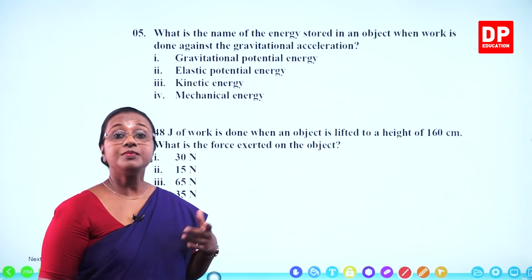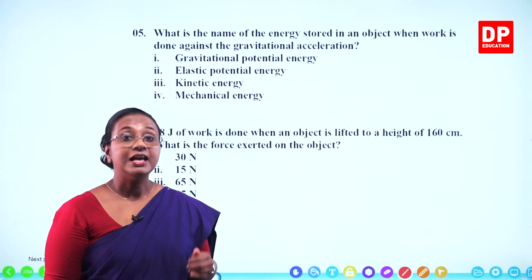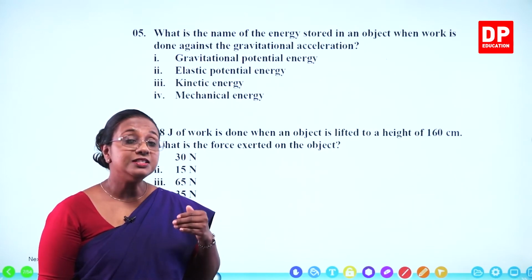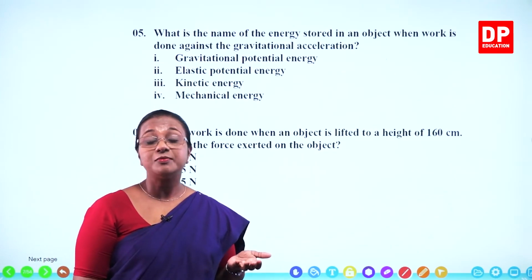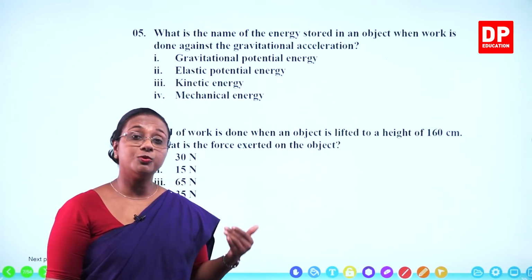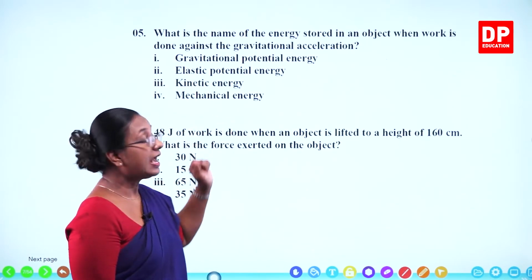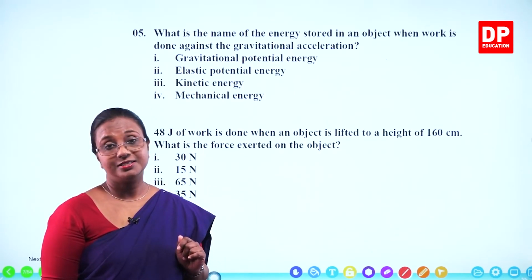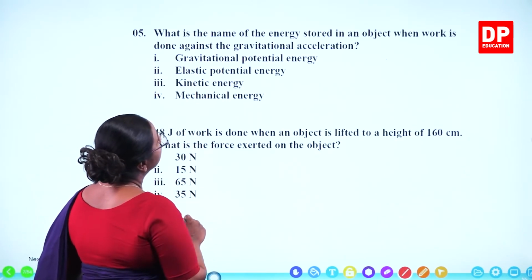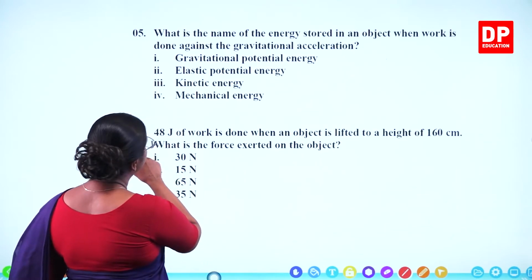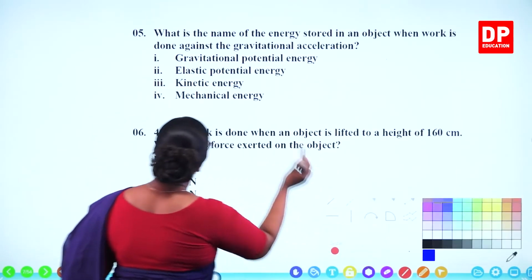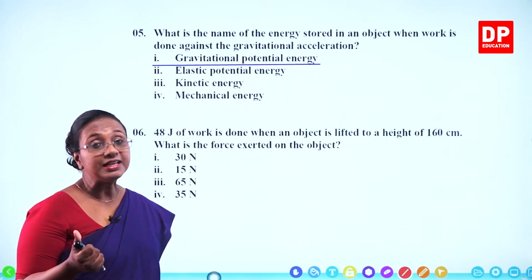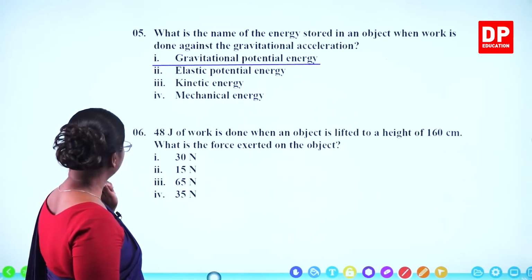Then the next one, kinetic energy. What is that? Energy that is possessed by an object due to its velocity. Energy possessed by a moving object due to its velocity. And kinetic energy depends on both mass and velocity. Then mechanical energy, that includes both potential energy and kinetic energy. So here, what is the name of the energy stored in an object when work is done against the gravitational acceleration? It is going to be gravitational potential energy. Is that clear, students? Then the next question.